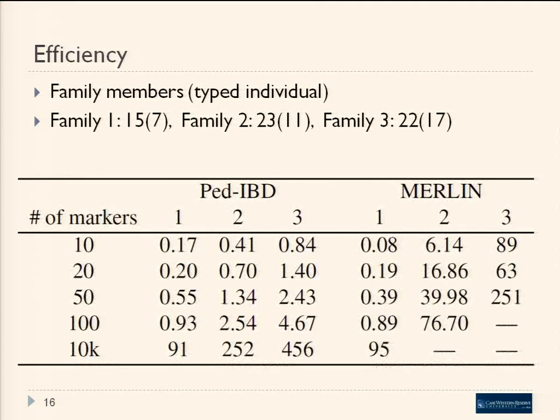The first result is the efficiency of our algorithm compared with Merlin. In theory, our algorithm is linear in the number of markers and quadratic in the number of individuals. So on family one, Merlin is faster than our algorithm, but on family two and family three, it is 10 times and then 100 times slower than ours. We ran our program on a 6 gigabyte memory machine, and in some cases Merlin will run out of memory, because once the family size goes large, the enumeration space is so huge that it cannot obtain a result.